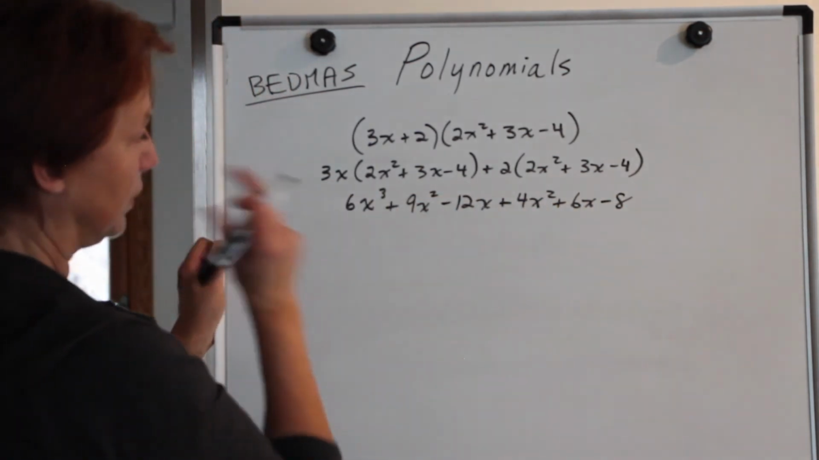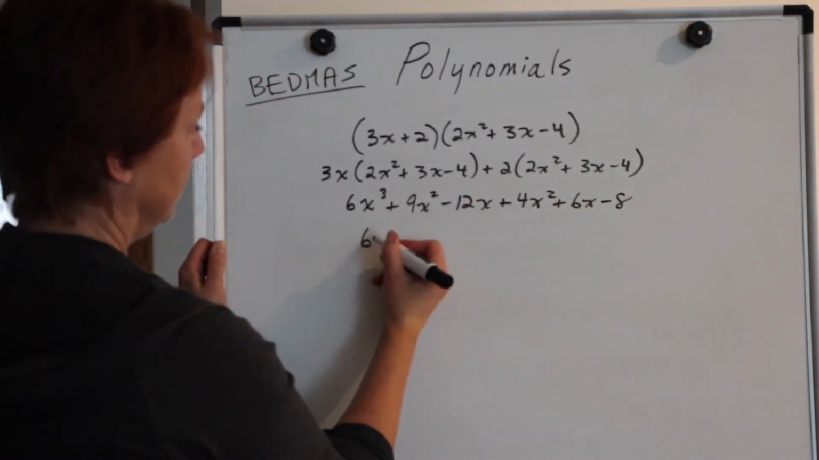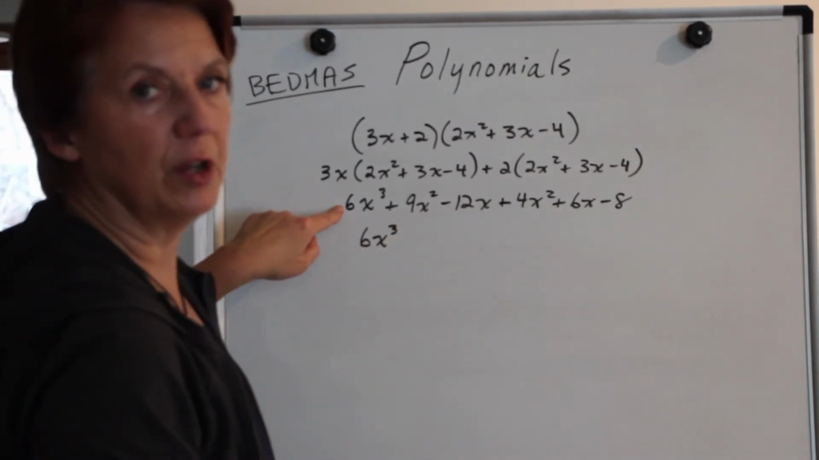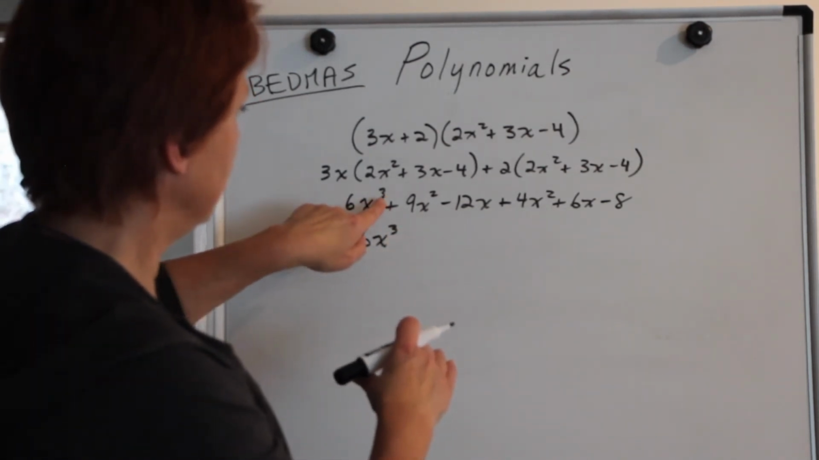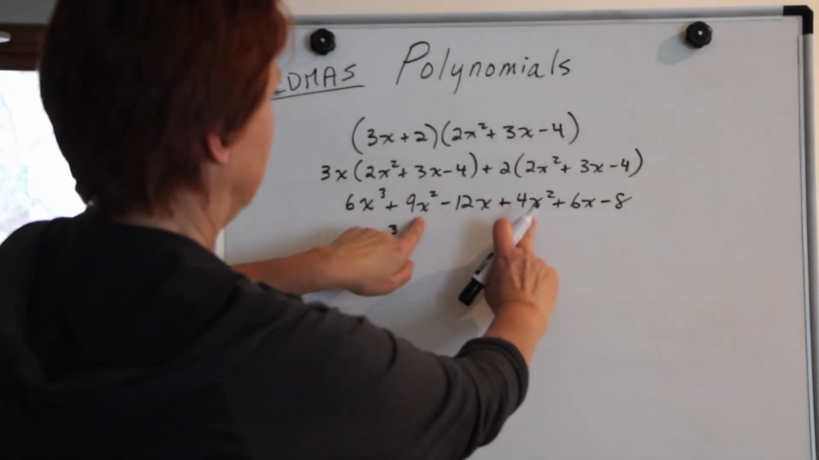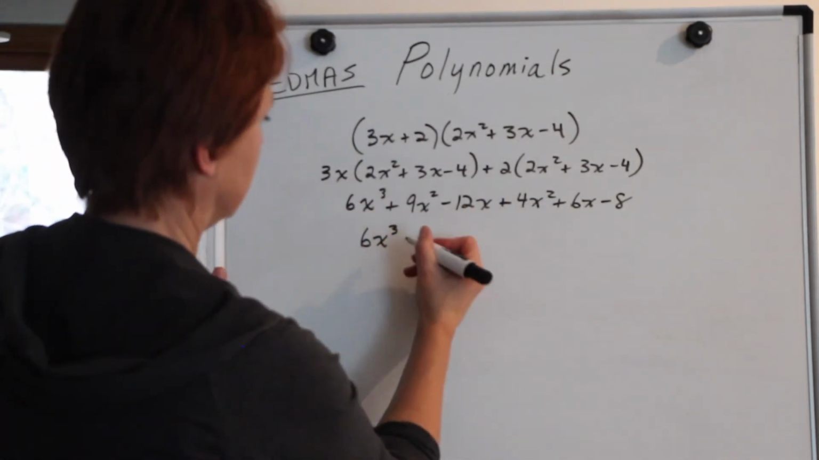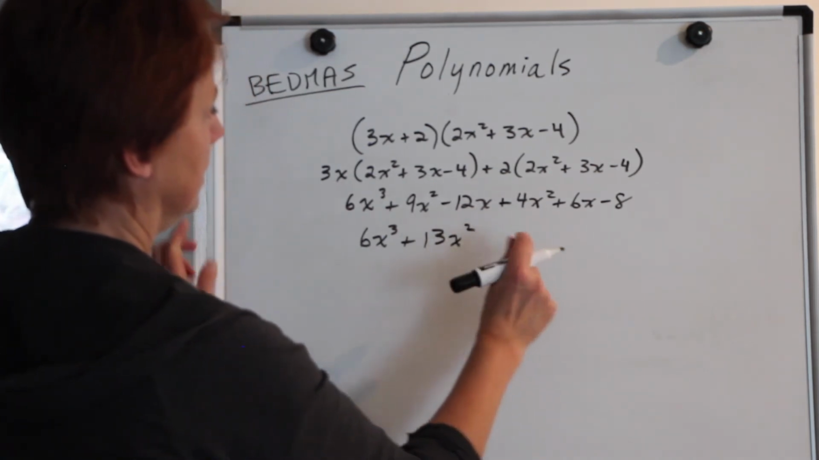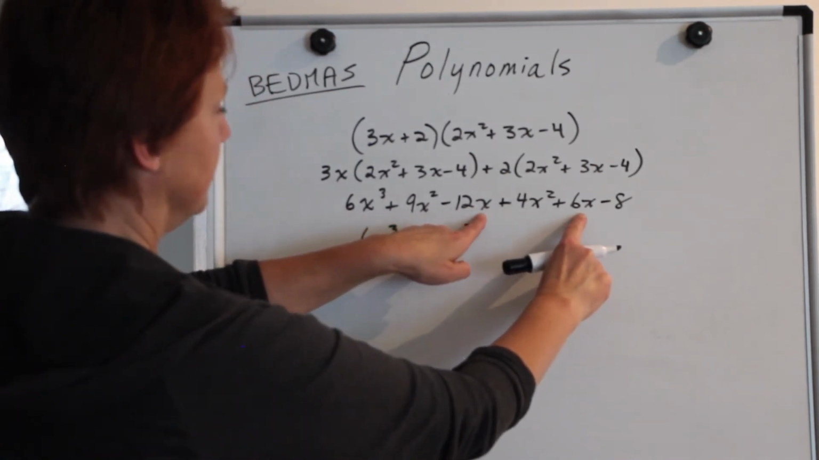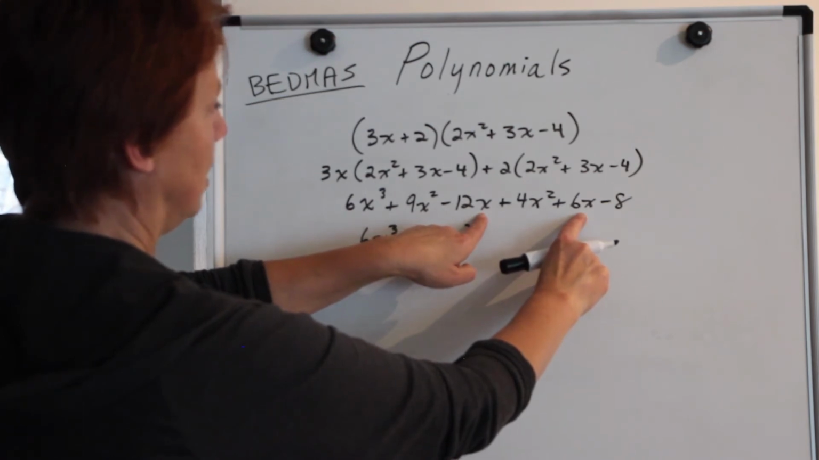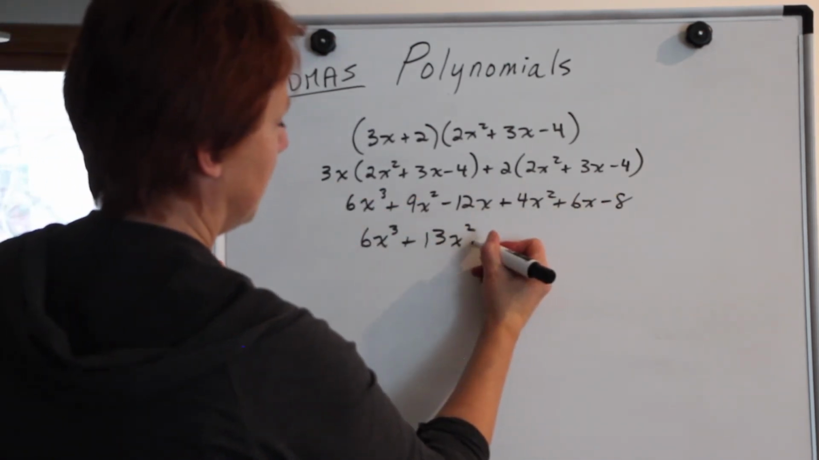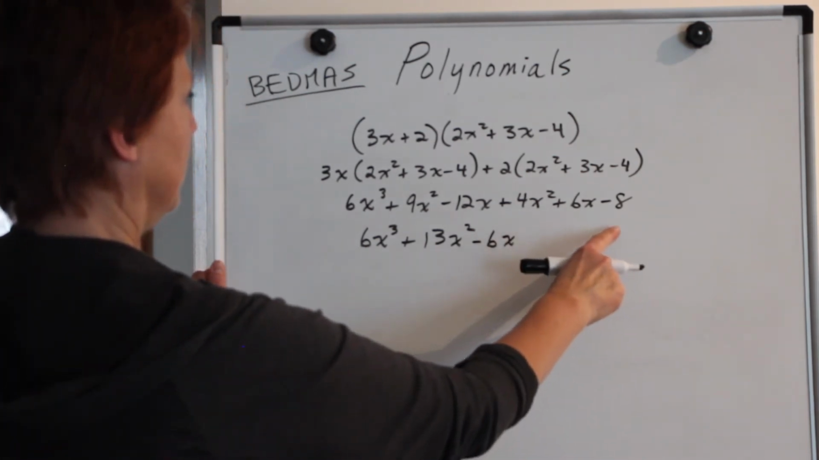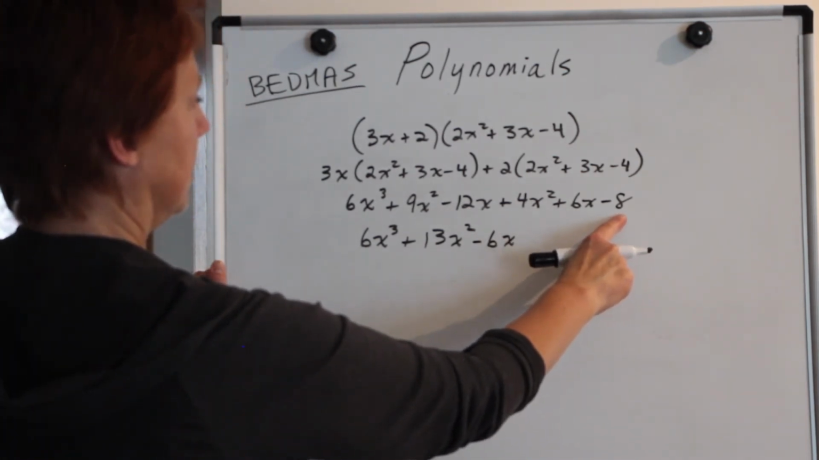And then when we bring the terms together, this one stands by itself because there isn't another cubed term, right? There's only the one cubed term. Then we have 2 squared terms here, which will give us plus 13, 9 plus 4. 2x terms, minus 12 plus 6 is minus 6. And then we've only got the one constant.